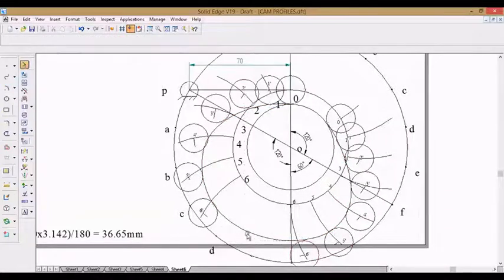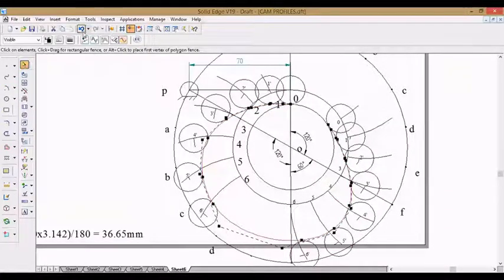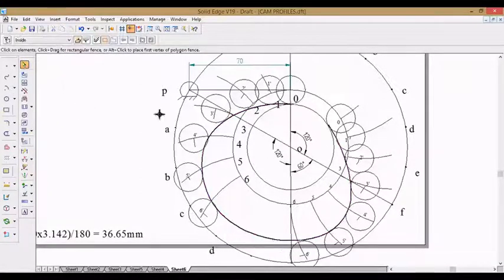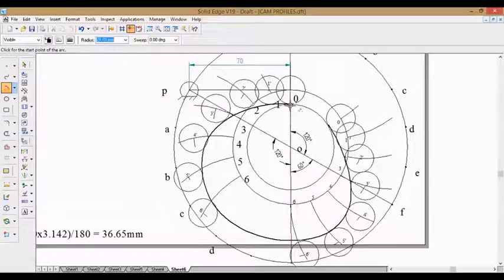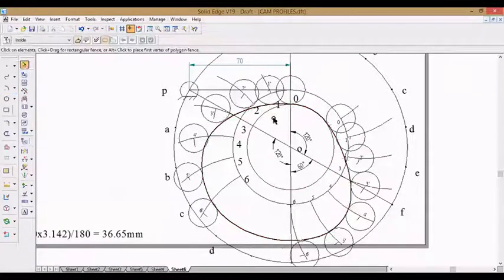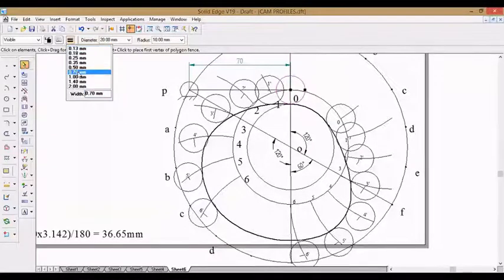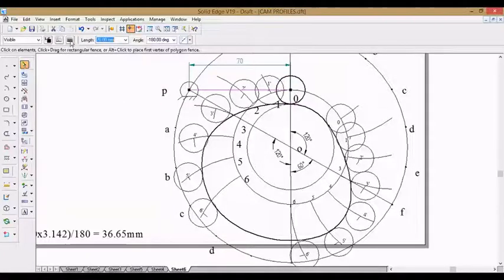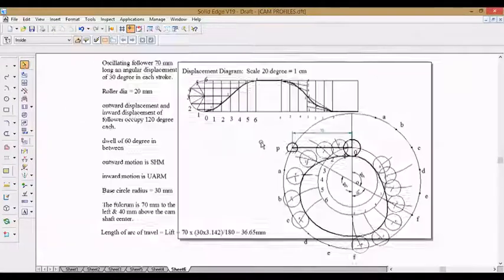So this is the required cam profile. Make it thick. And this is the dwell period. Also I'll make it thick. So finally you got the cam profile. Highlight the follower also. So these are the follower parts. Oscillating follower with cam.